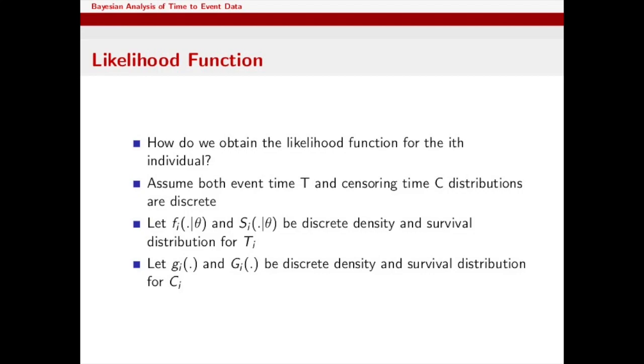So, about the likelihood function, how can we obtain it for the ith individual? The following is the proof. First, we need to assume both the event time t and censoring time c distributions are discrete. Let f_i(. | theta) and S_i(. | theta) be the discrete density and survival distribution for t_i. Then let little g_i and capital G_i be the discrete density and survival distribution for c_i.